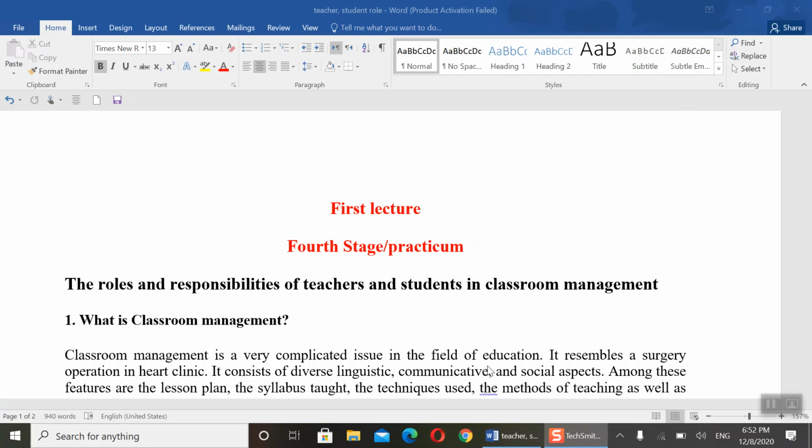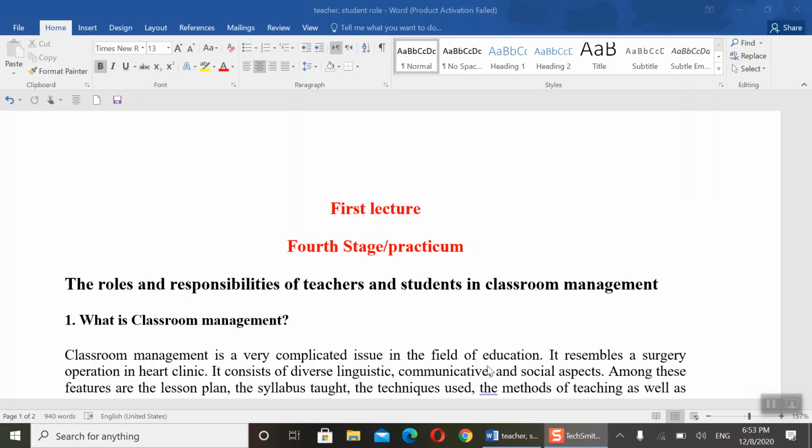Today we have the first lecture, which is about the role and responsibilities of teachers and students inside a classroom. Okay, in classroom management. This is very important. You as teachers, when you become teachers in the future, you have to know first your role, what to do, your responsibilities, your duties, your tasks. Okay, what is your responsibility as a teacher, and what are the responsibilities of students inside the classroom?